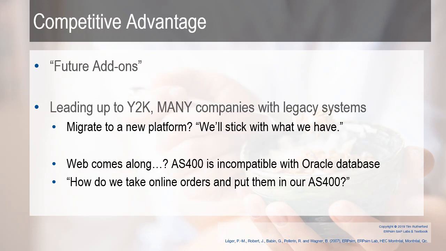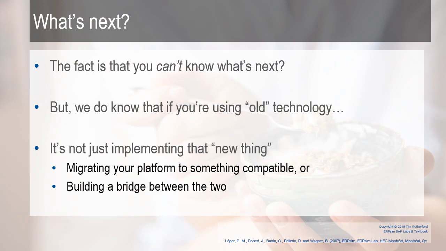So here we are thinking about this. Going back to the 90s, looking at the 2000s, the retail side of things online. If you're using an AS400 in 2001, it's incompatible with the Oracle database doing your retail sales. How do we take online orders and put them in our AS400? That is a very real issue, and I know of companies that went out of business because leading up to Y2K, they decided to stay on the same platform and just upgrade, just change the code instead of going to a different platform. And then they went out of business because they were incapable of keeping up with the web demands.